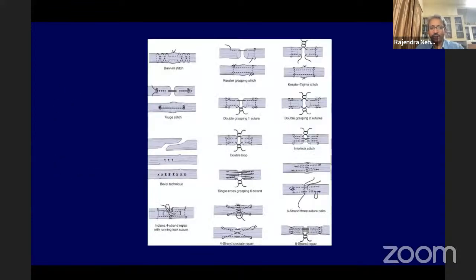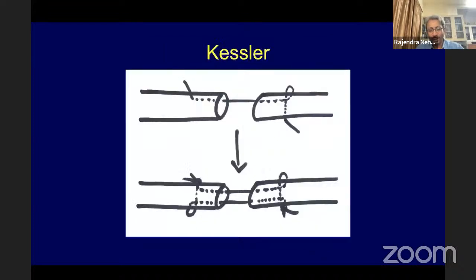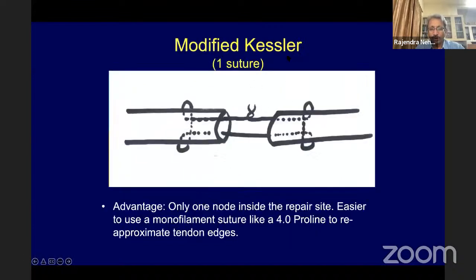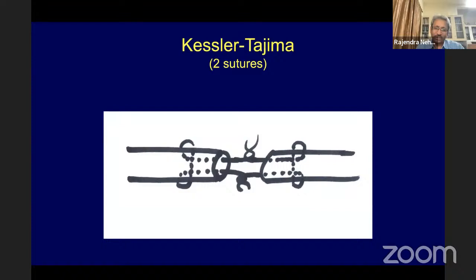About the suture techniques, I told you there are plenty of suture techniques. This is the Kessler suture, which used to have 2 knots on the external surface on both the ends. So it was modified. The modified Kessler suture had only 1 knot inside the flexor tendon. Now the disadvantage is if you take the knot inside, it adds bulk to the tendon. But I always take care that the knot is inside, because I feel if the knot is outside, it rubs on the other flexor tendons or rubs inside the sheath and it produces more adhesions. This was Kessler-Tajima using 2 knots.